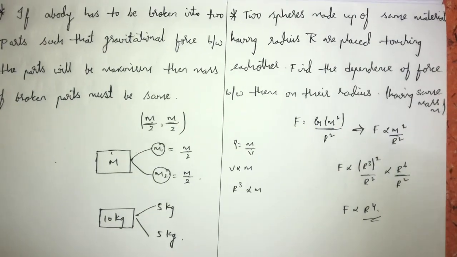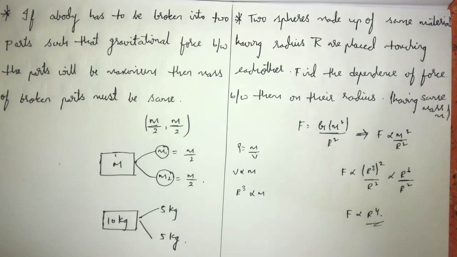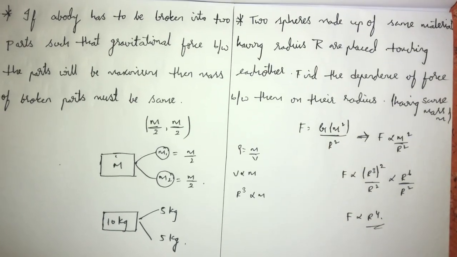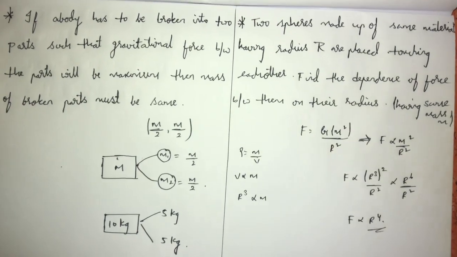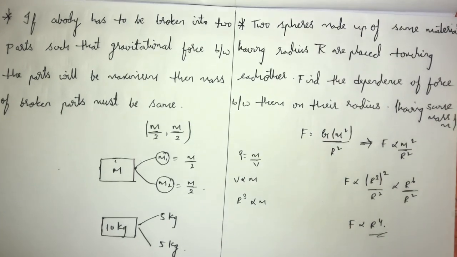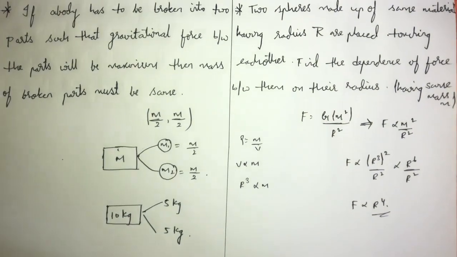So in this problem we need to consider the mass also. We should not say directly that F is directly proportional to 1 by r square. We need to convert mass in terms of r, that is, a relation between the mass and r, so that you will get F is directly proportional to r to the power of 4. So don't be confused, that's simple.